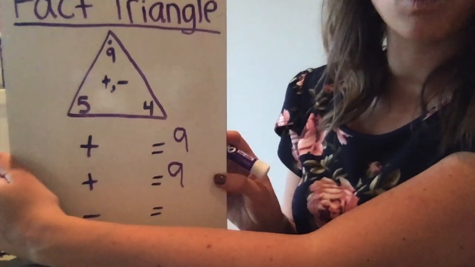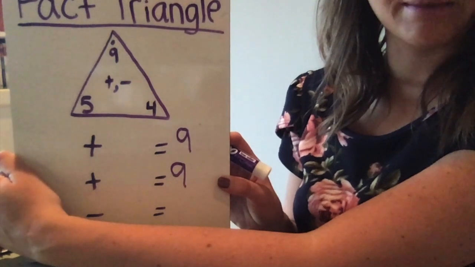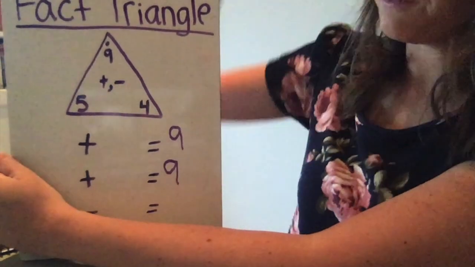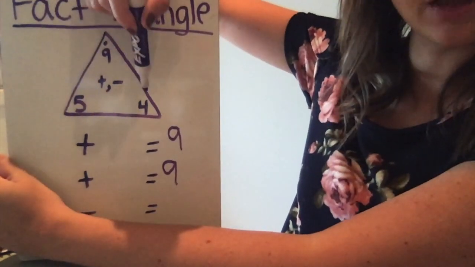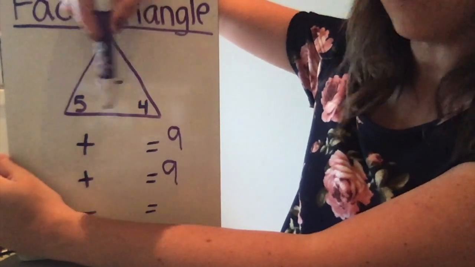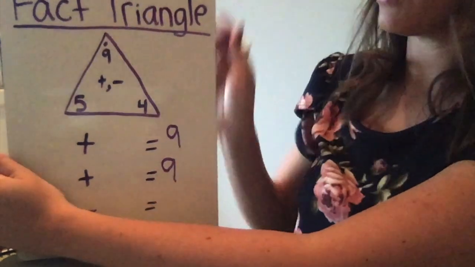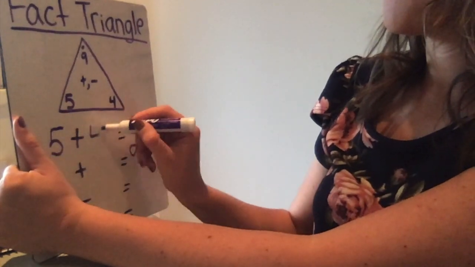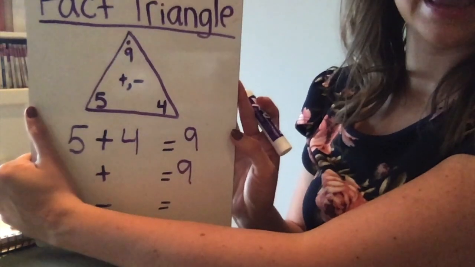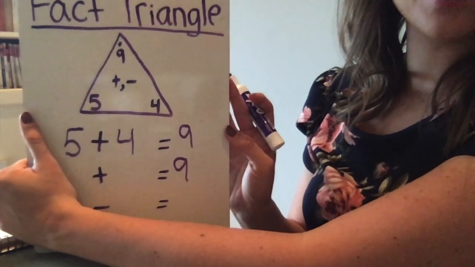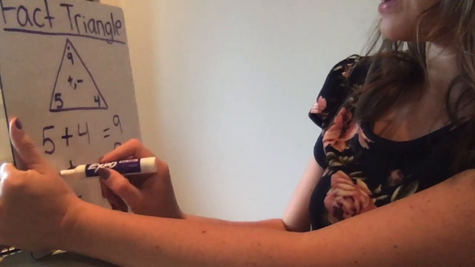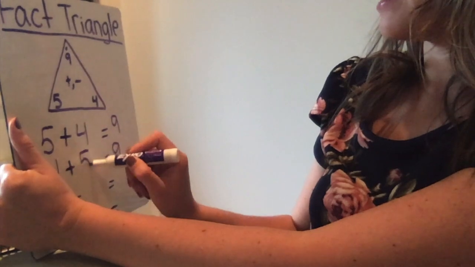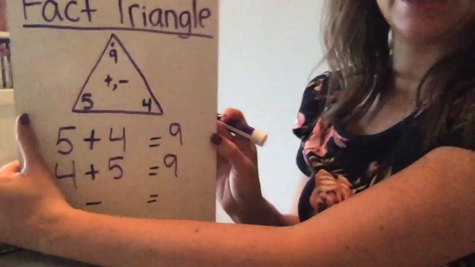Now I need to think about what two numbers add up to make 9. And lucky for me, the fact triangle is showing me right here. 5 plus 4 equals 9. And I can do it the other way too. 4 plus 5 equals 9.